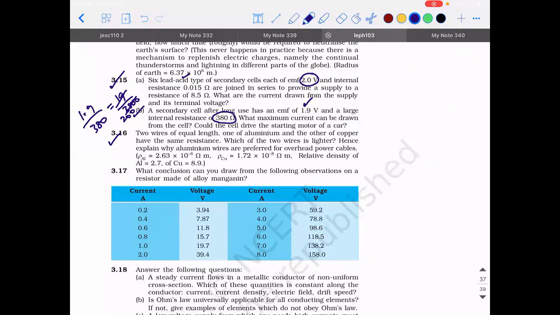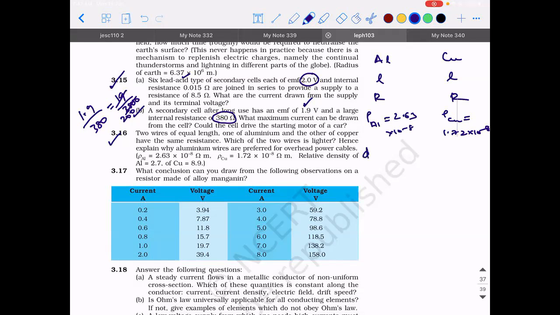So how to solve, guys? Two wires, aluminum and copper, they both have the same length. They also have the same resistance. But resistivity of aluminum is how much? 2.63 into 10 power minus 8, and resistivity of copper is 1.72 into 10 power minus 8. So what do you mean by relative density, guys? Relative density is density of substance divided by density of water at 4 degrees Celsius.